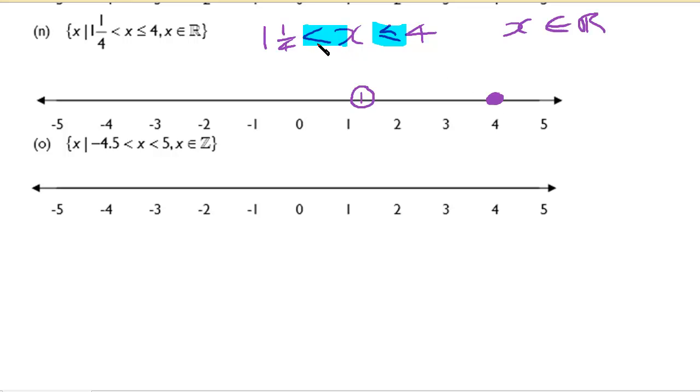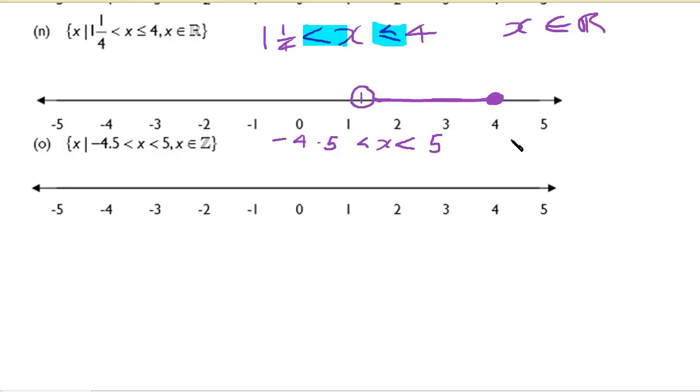Now we know that x is going to be greater than 1 1/4, so it's on this side, and less than or equal to 4, so it's on this side. So we join up these two circles with a line, and we indicate that this is where, on the number line, our number can fall, because it's a real number. Now in this problem, we've got the same situation. We're really just dealing with minus 4.5 is less than x is less than 5.